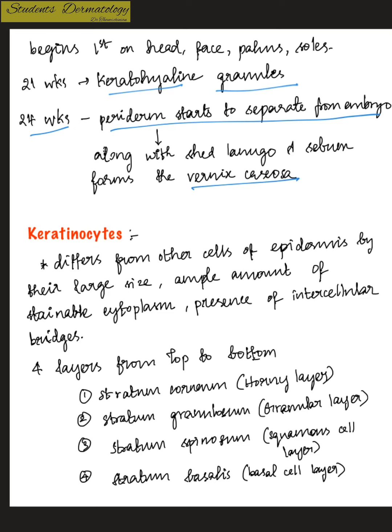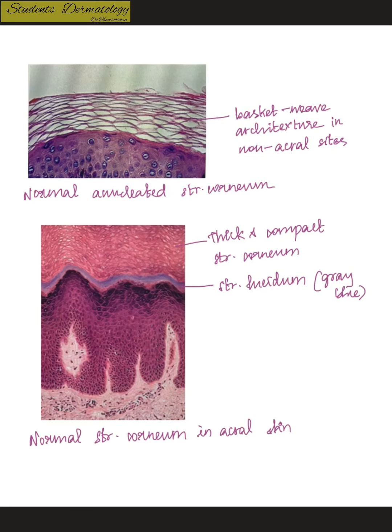So coming to keratinocytes. How keratinocytes differ from other cells is by their large size, ample amount of cytoplasm, and the presence of intercellular bridges. It has 4 layers: corneum, granulosum, spinosum and basal, and the 5th layer, stratum lucidum, is present in palms and soles. This is the normal basket weave architecture present in non-acral sites. You can see it is anucleated, and this is the thick and compact stratum corneum present in areas like palms and soles, where you can also see the grayish blue structure, that is the stratum lucidum.